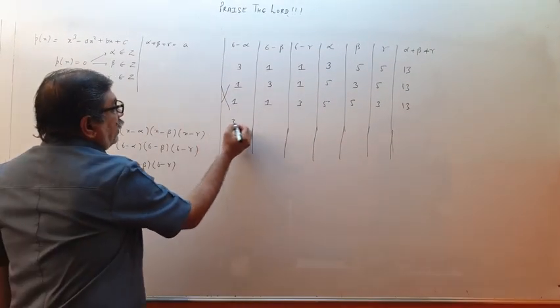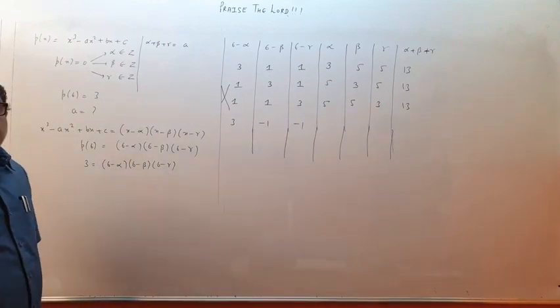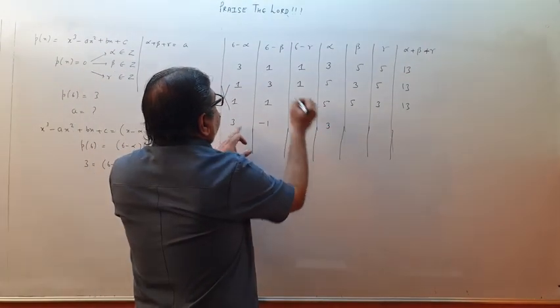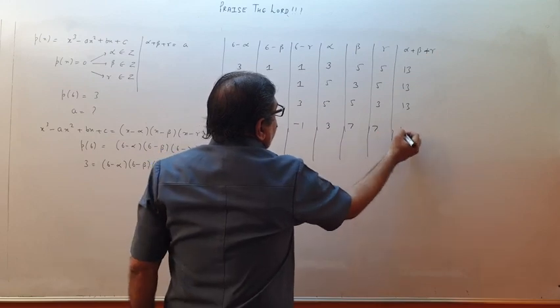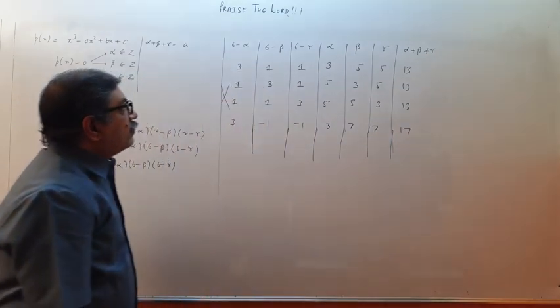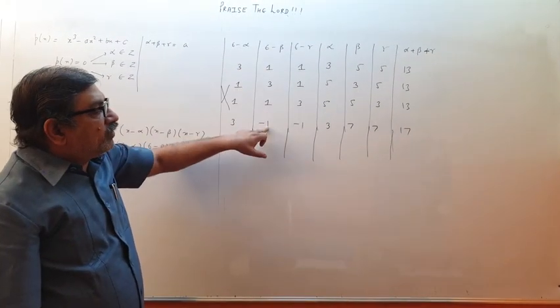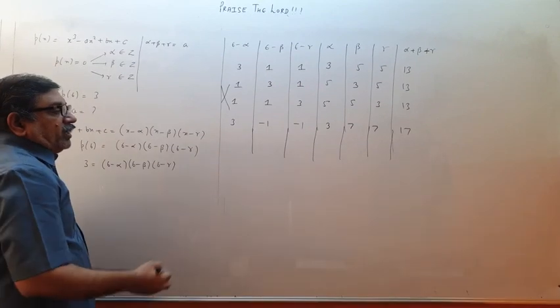Then I can have 3, minus 1 and minus 1. So one is 3, one is minus 1, one is minus 1. So if 6 minus alpha is 3, so alpha will be 3, this will be 7, this will be 7. Total will be 17, like this I will have. So 6 minus alpha is 3, so this will be 3. 6 minus beta is minus 1, so 6 plus 1, 7, 7 like this. So 3, minus 1, minus 1 done.